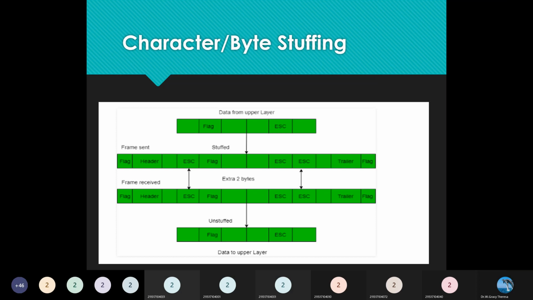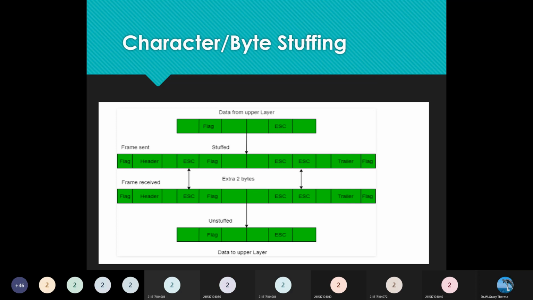The next data is the information, but not the end of the frame or the starting of the frame. Okay, this is how we are going to implement this character or byte stuffing. This is what is called character byte stuffing.